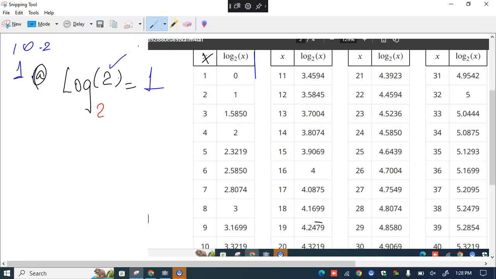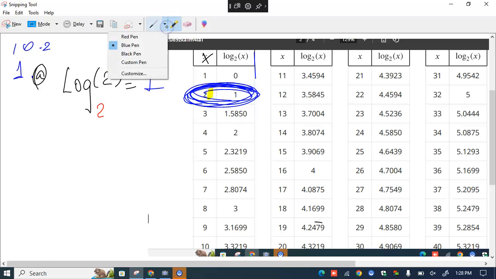But here you're supposed to use the table. From the table, I want you to make a round circle like this. So you can see the 2 that you see here inside. So you see that 2 there. So it's already showing you log base 2 of 2 is 1.